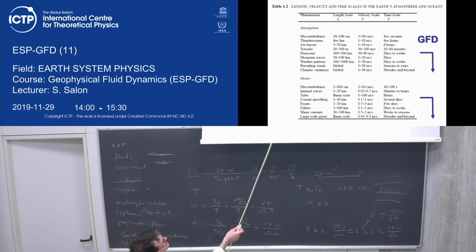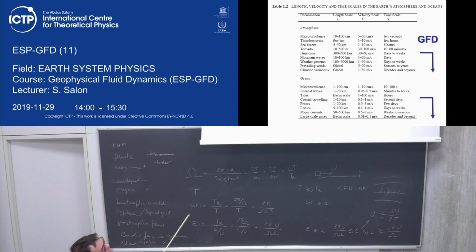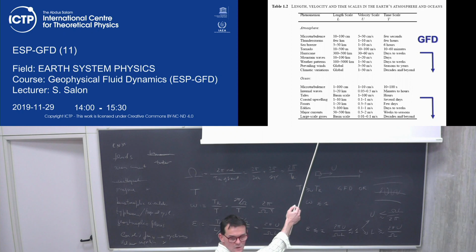And then we have coastal upwelling, which is when the ocean starts to go up, as we will see, near the coast. Fronts are where we have very high discontinuity between two water masses. Eddies are like cyclones in the atmosphere; they are the same. And then we have major currents and large-scale gyres. You can see that we start from several days up to decades and beyond. One very interesting thing you can notice is that all the velocities in the ocean are slightly lower than the velocity of the atmosphere.